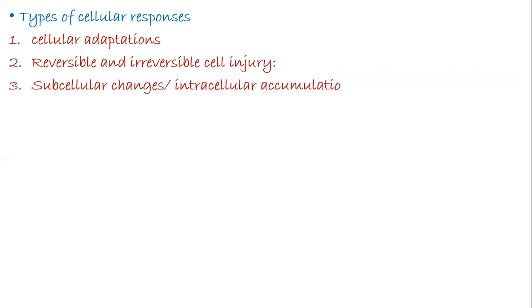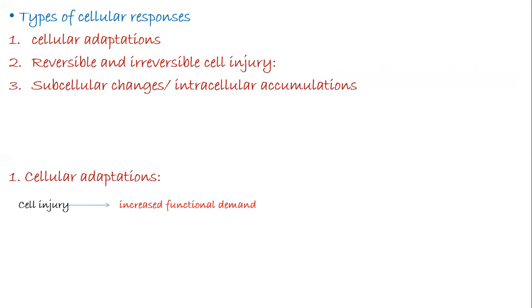Whenever your cell undergoes some type of injury or external factors act on the cell, how the cell is going to respond, those types we are going to see. There are three types basically. The first one is the cellular adaptation, second is reversible and irreversible cell injury, and third is subcellular changes or intracellular accumulation. Cellular adaptations. Now what is cellular adaptation?